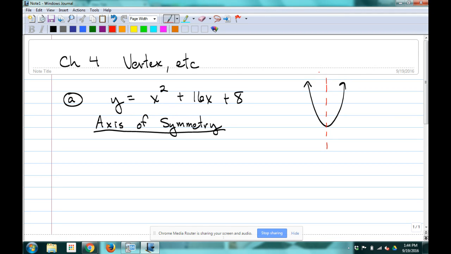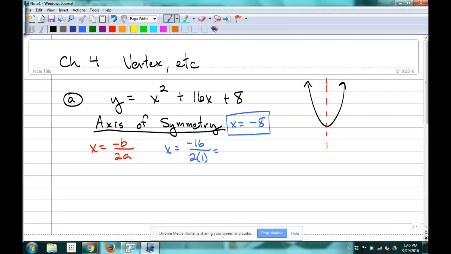So we're going to find that equation. That equation should always be x equals something. The formula that we can use if it's in standard form is going to be negative b divided by 2a. That's always what it's going to be, okay? So for this one, it'd be x equals negative 16 divided by 2 times 1, which would be x equals negative 8.